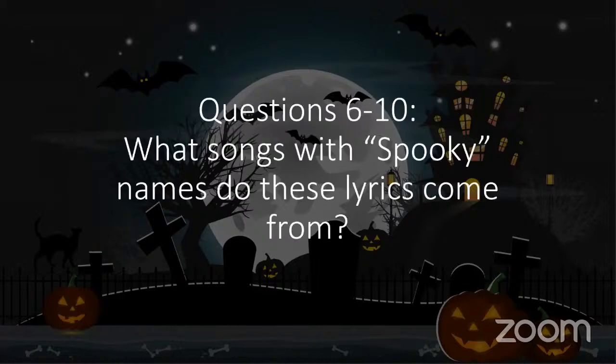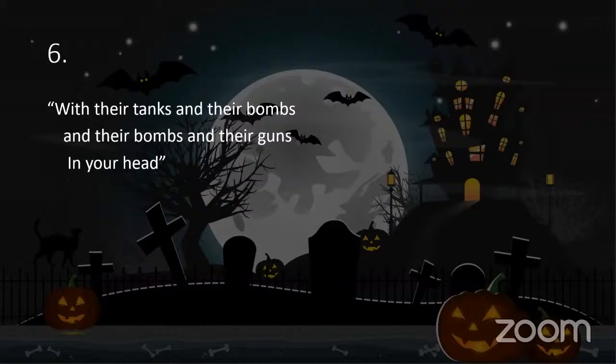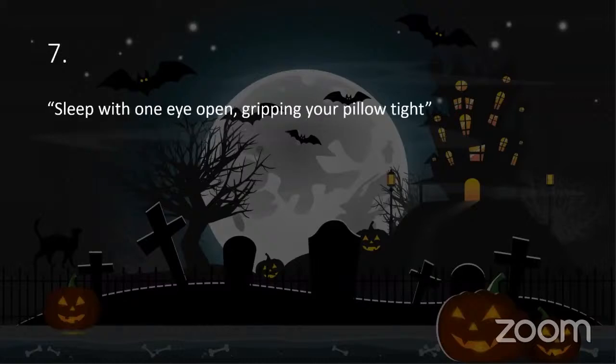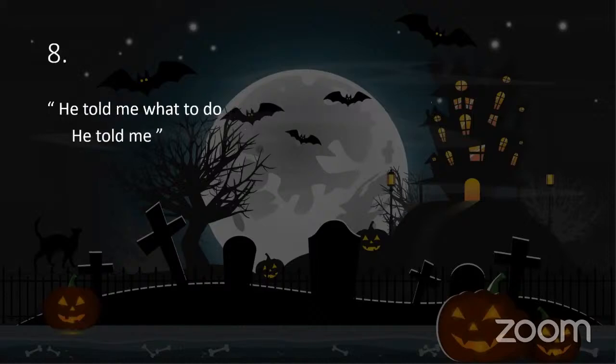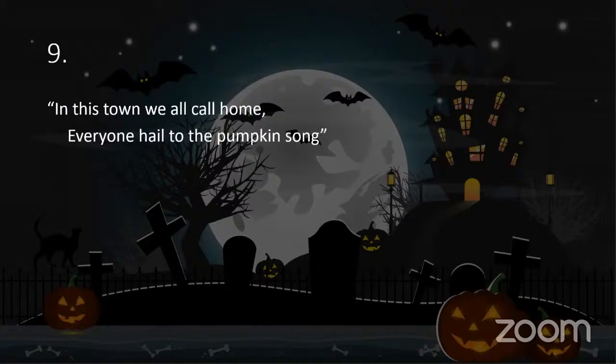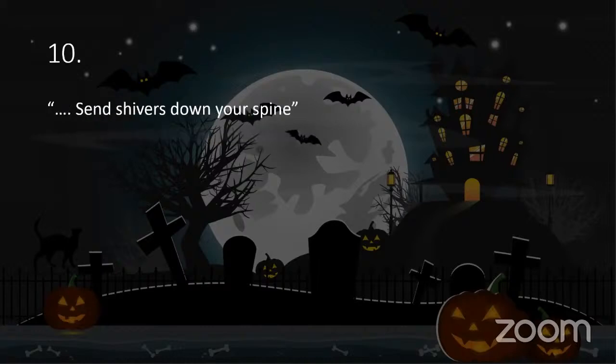1984. And then here are the lyrics. Which song titles, we don't care about bands of these? With their tanks and their bombs and their guns in your head. Question number 7. Sleep with one eye open, gripping your phone tight. Question number 8. He told me what to do. Question number 9. In this town we all call home, everyone hails from the pumpkin song. And question number 10. Send shivers down your spine. And this is not, I repeat, not Bohemian Rhapsody. We're after a Halloween themed song.